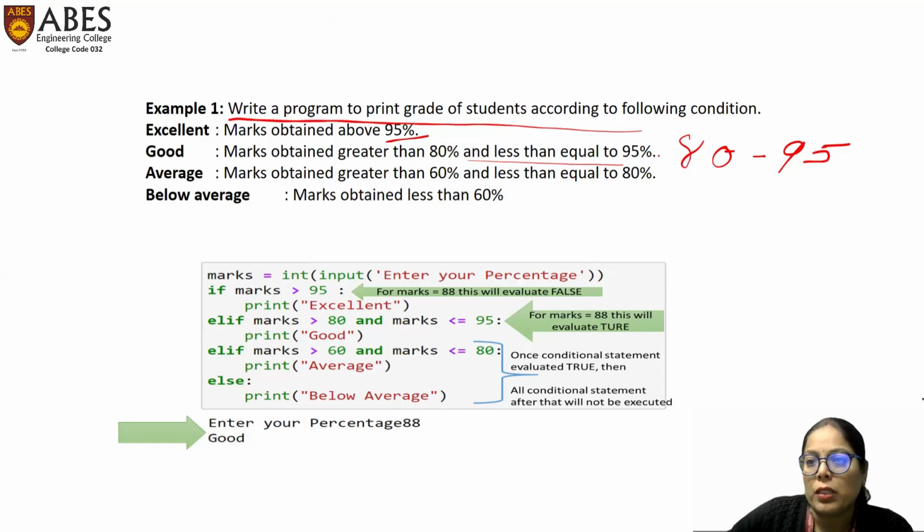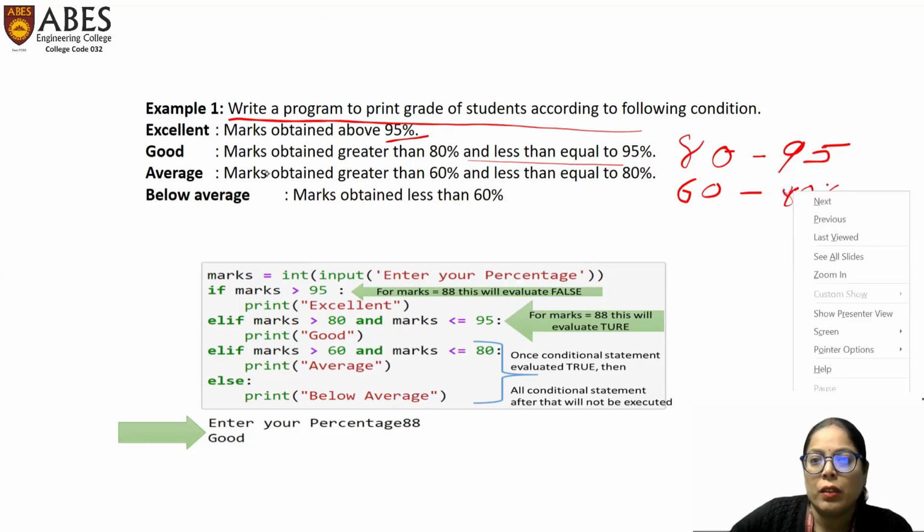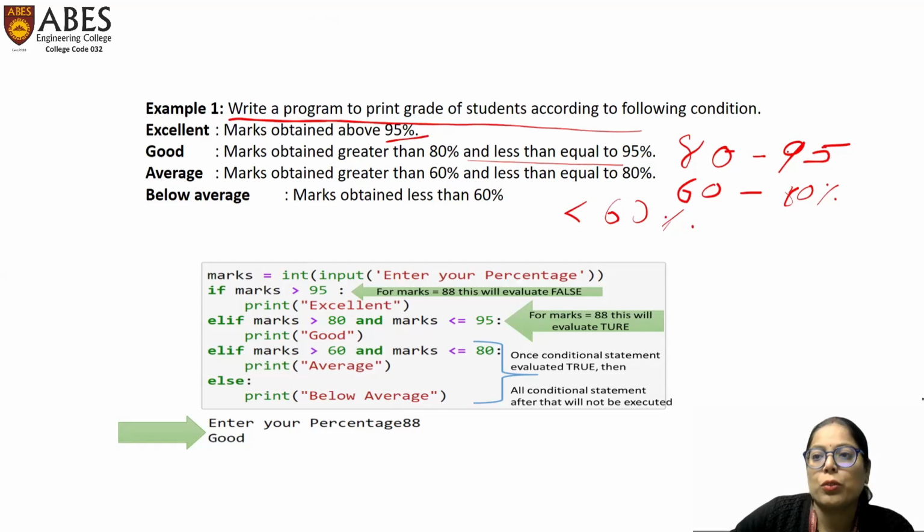If the marks are between 60 to 80%, then it will print average. And if the marks are less than 60%, it will print below average. So here you can see that we are having multiple conditions which need to be tested.